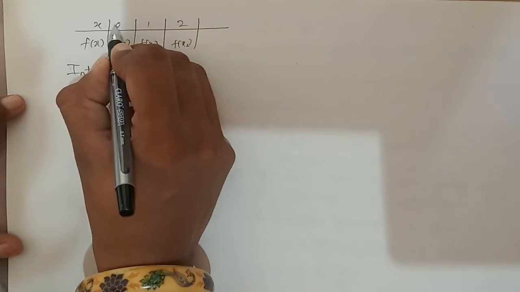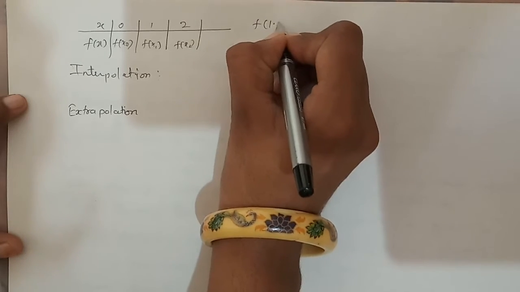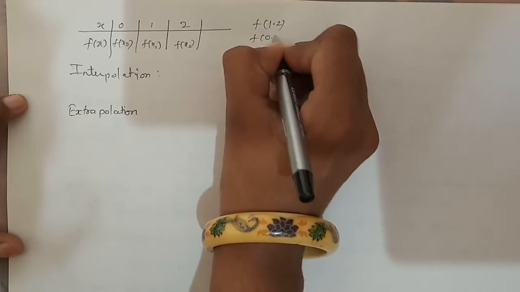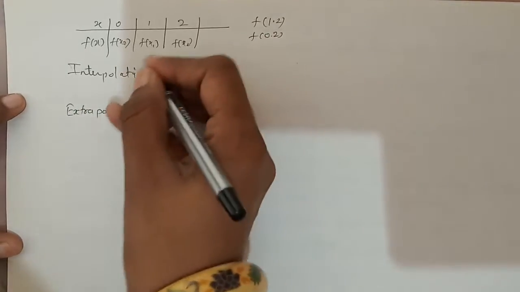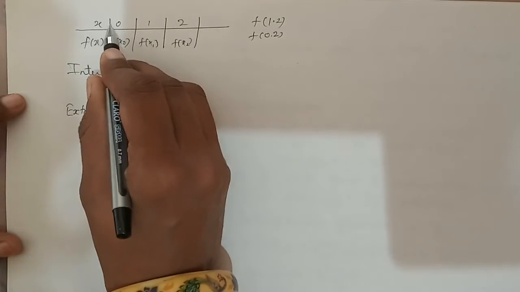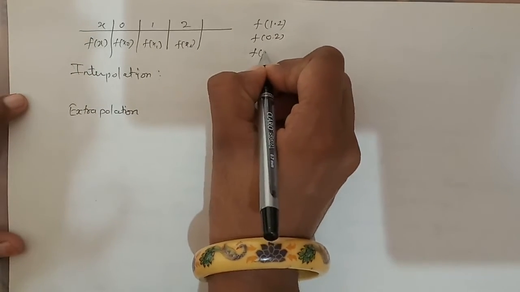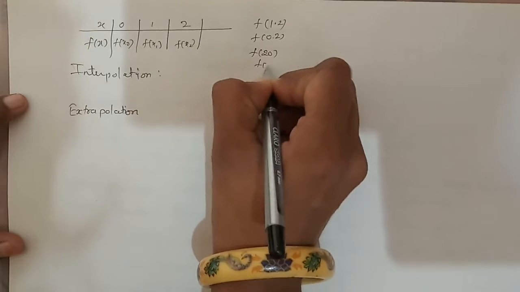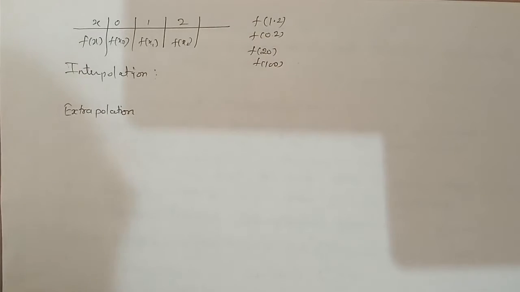Suppose x is given as 0, 1, 2, 3 and it is asked to find f of 1.2, f of 0.2. In this type of question we use the interpolation method. And if our value is out of the range, say the range is from 0 to 2, and it is asked to calculate f of 20, f of 100, then this type of question is solved by the extrapolation method. So we prefer interpolation as the best preferable choice, not extrapolation.